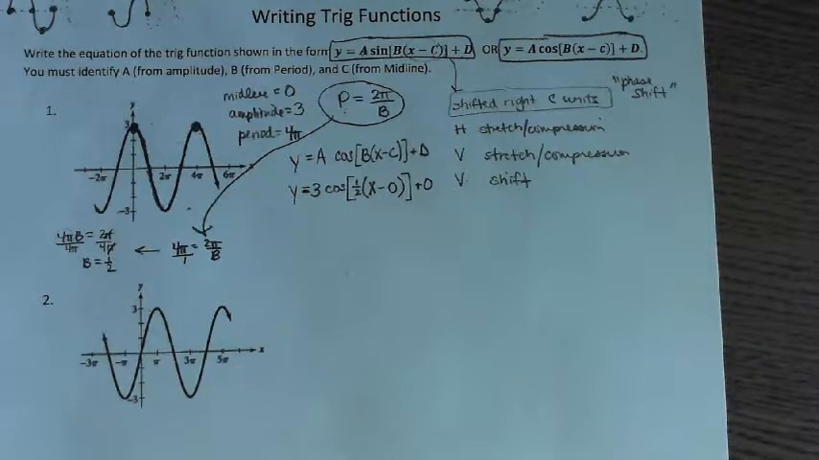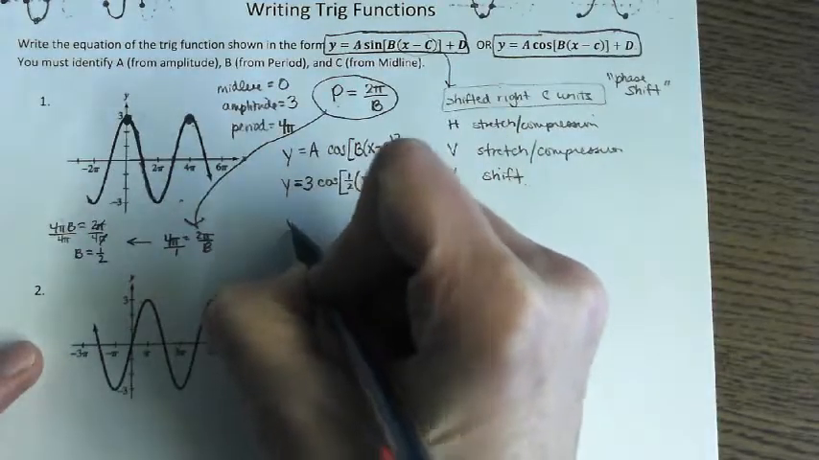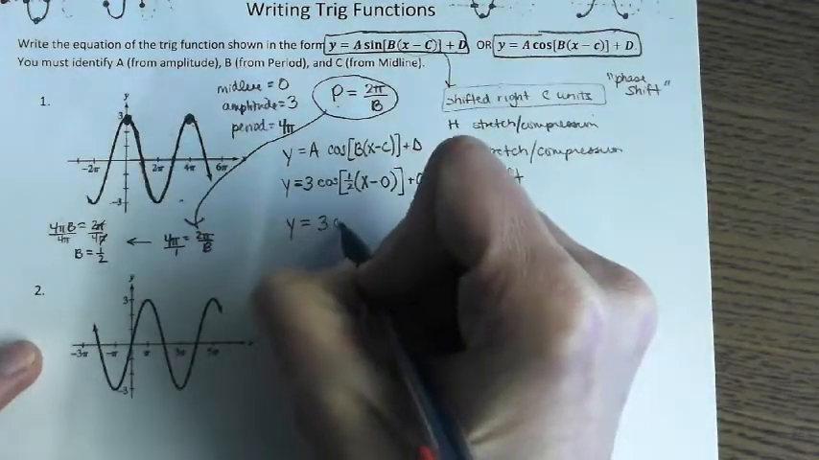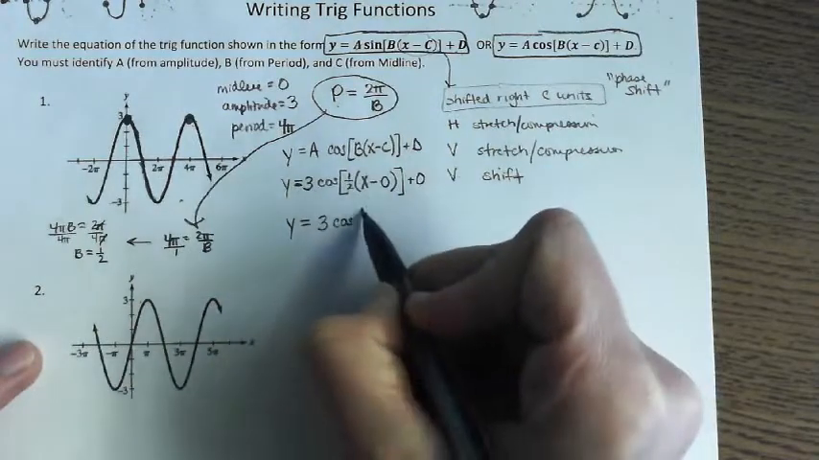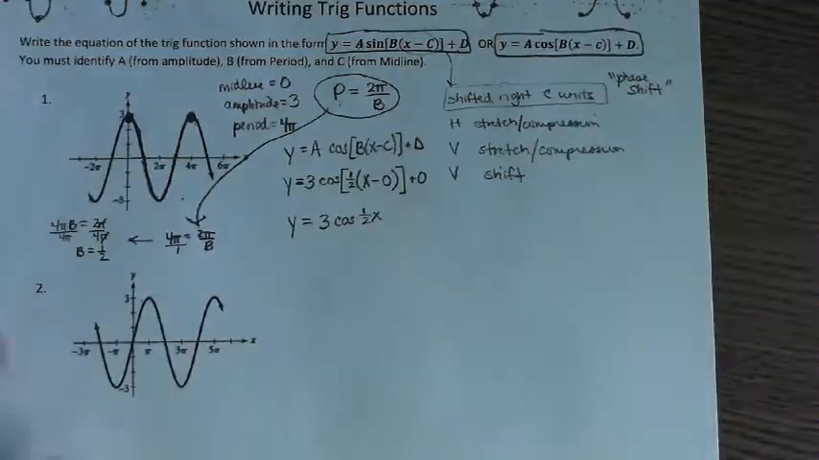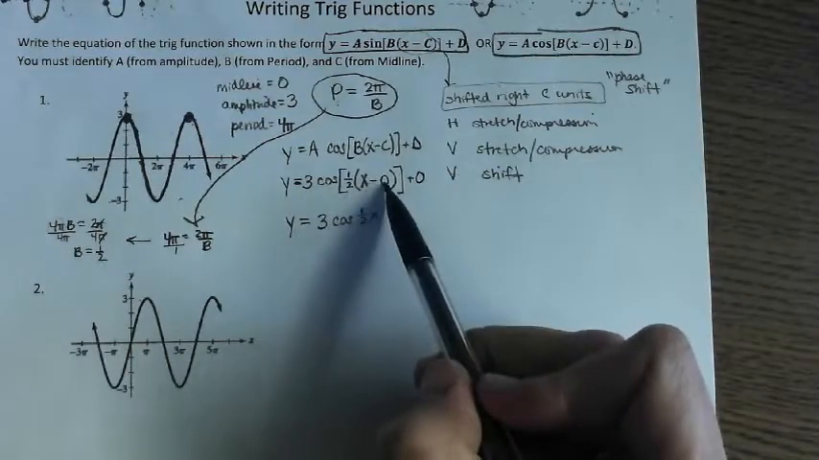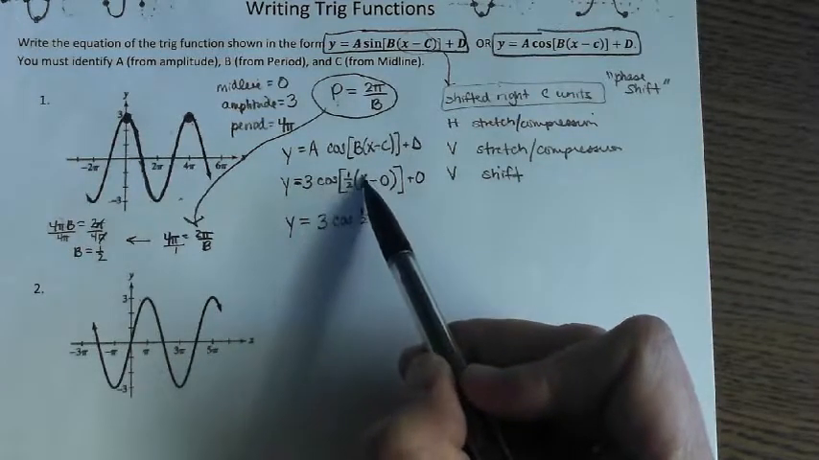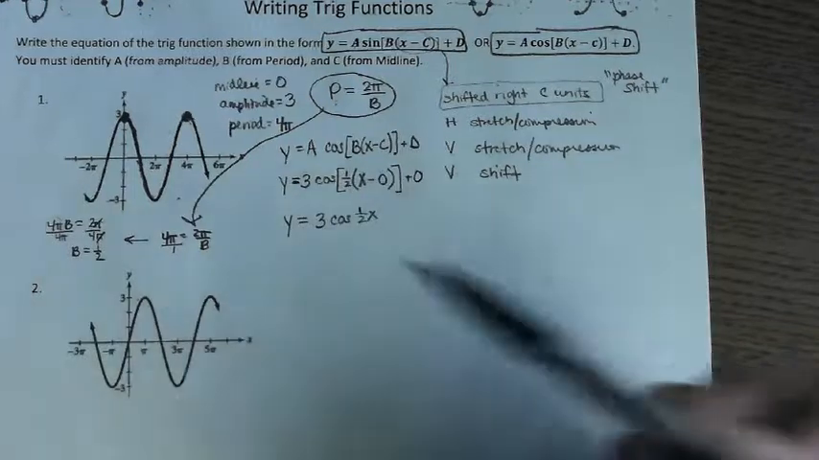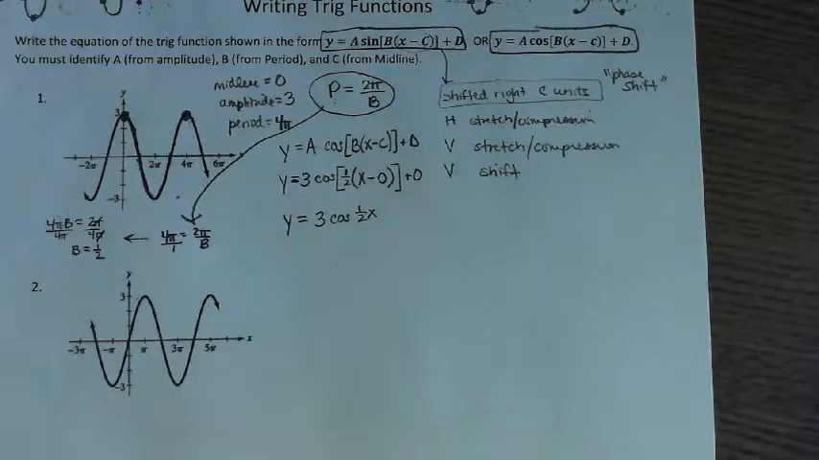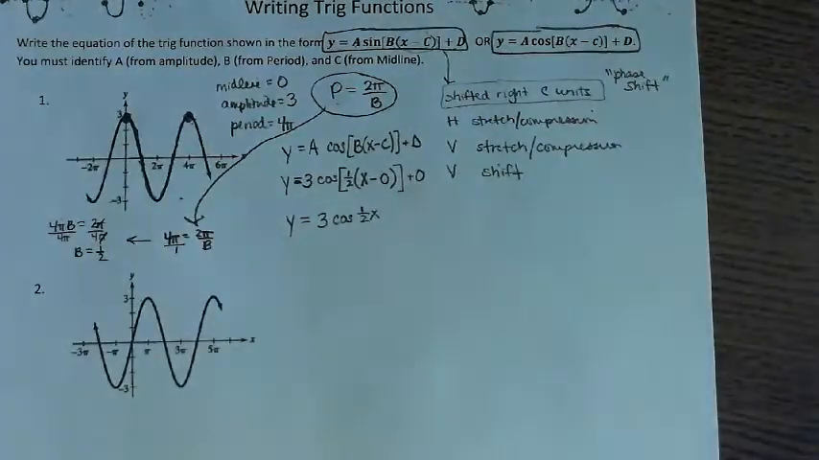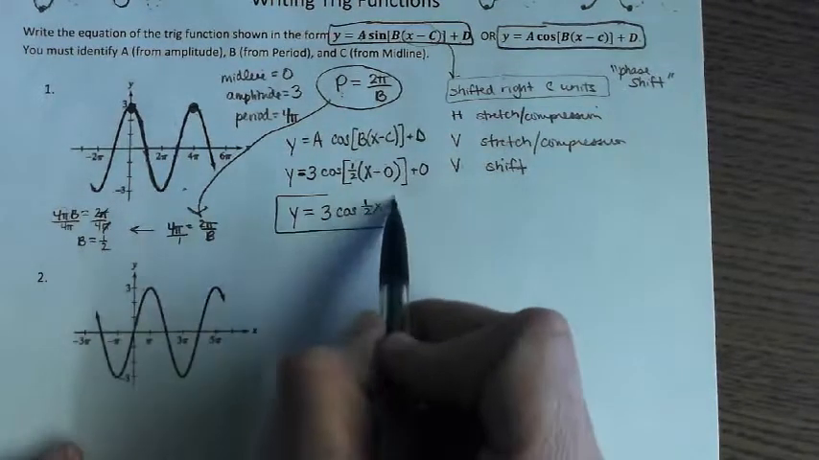And then when some of these are 0, we will simplify it. Y equals 3 cosine of 1/2 x. And then you can just really leave it like that, because this x minus 0 didn't do anything, so it's just 1/2 x. Sometimes we might have to distribute that 1/2, but not here because the 0 is negligible. And there was no plus 0 at the end, which doesn't really do much. And that's the graph of that.